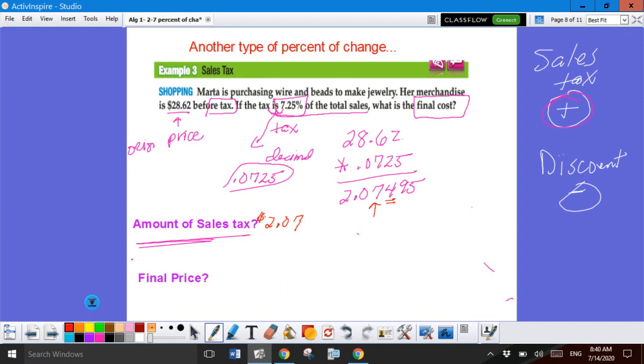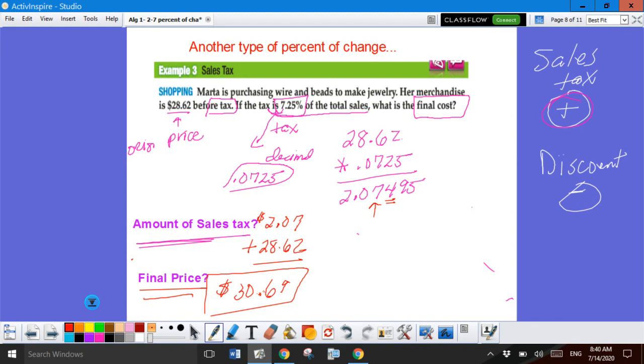Now, the next thing it's asking is what is my final price? The final price is how much you're going to pay when you go up to the register. Well, I know that I have to add that back to my original price. So 2.07 plus 28.62 is going to run me $30.69. So my total is $30.69.